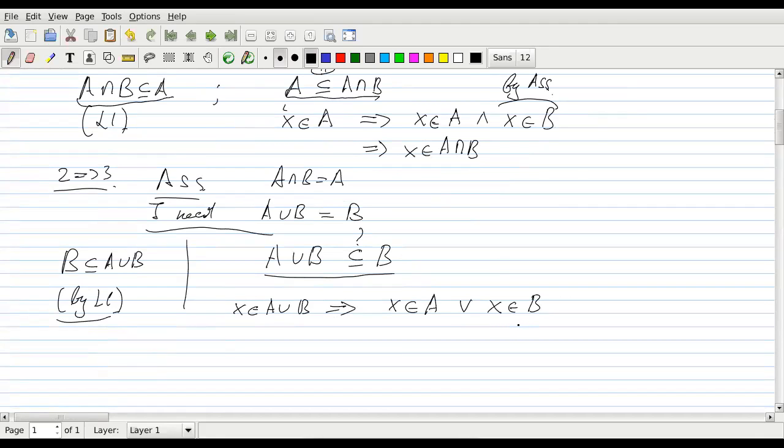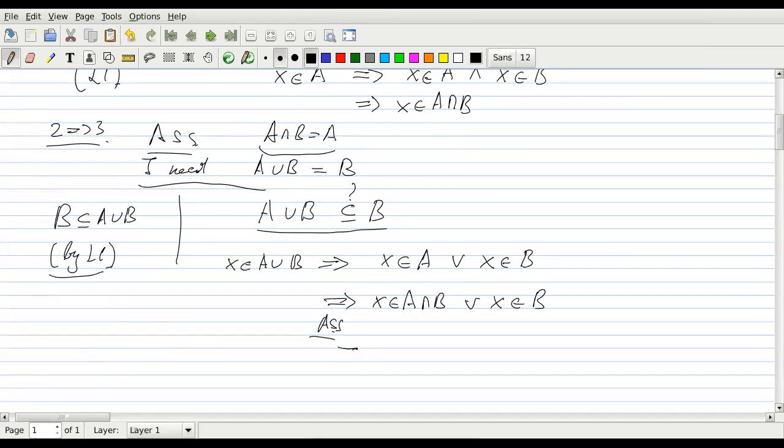Yes. Okay. But we know that A equals the intersection. That is, X is an element of the intersection, or X is an element of B. But we know, of course, that any element of the intersection, say by lemma 1, is an element of B as well, by definition. So X is an element of B or X is an element of B. That means that X is an element of B.